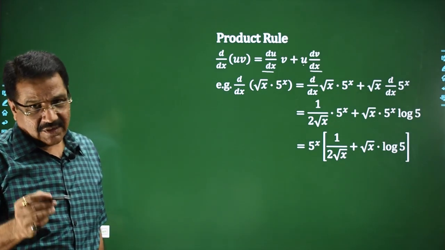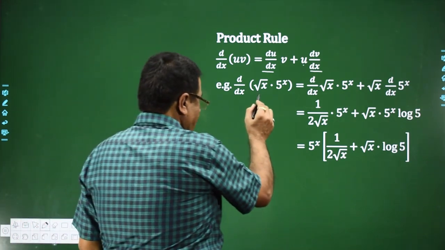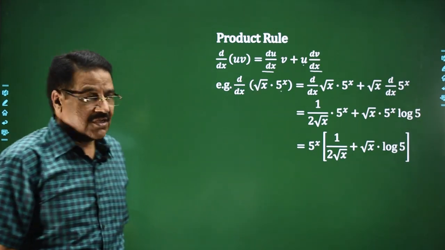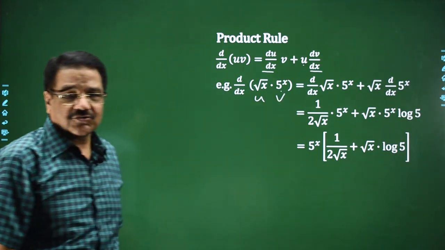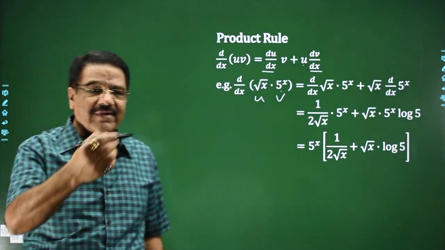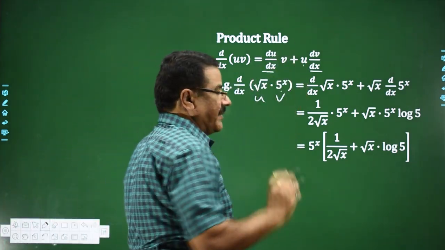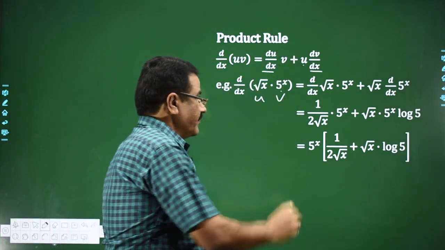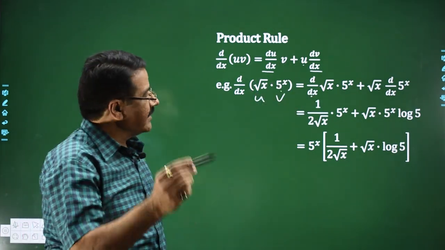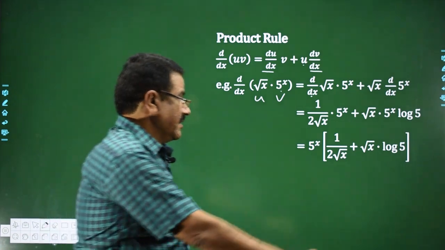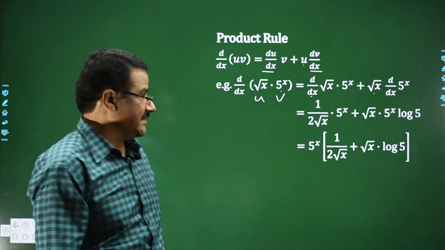Here we have to find out the derivative of root x into 5 raised to x. So, we can say that root x is u and 5 raised to x is v. Whenever we solve the example, we have to remember the formula, but no need to write down the formula. We can use this step, that is derivative of the first term into second term 5 raised to x as it is, then derivative of second term keeping first term as it is.